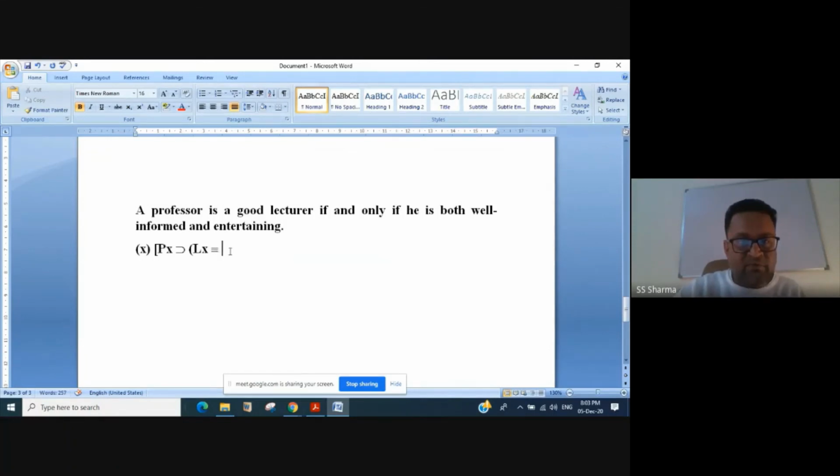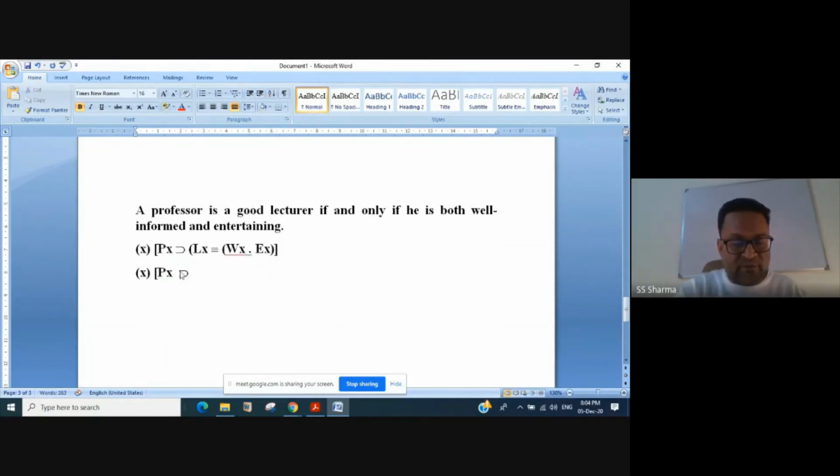He is both well informed, so he is well informed and entertaining. So I will put a bracket like this, and this bracket. Now the thing is that this question can be further broken because you can see good and lecturer can be divided. And how we can divide it, we can write it like this for all x. Now depends upon your scheme of abbreviation, but a more genuine way of symbolizing it will be a professor is a good lecturer.